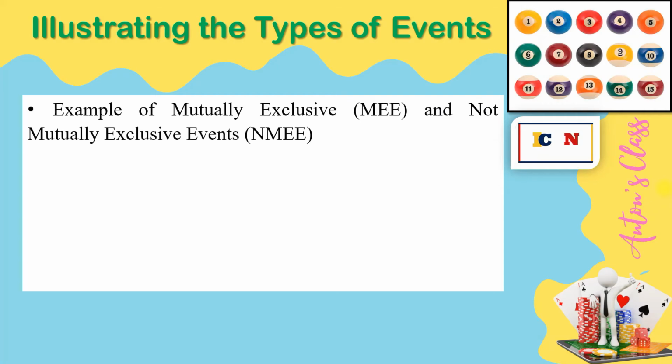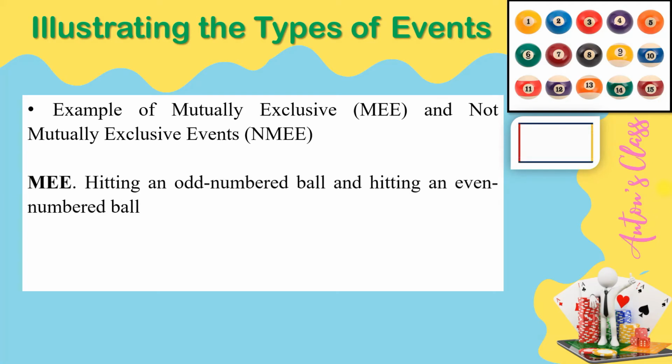Another event to illustrate: examples of mutually exclusive and not mutually exclusive events using the billiard balls. Mutually exclusive events: hitting an odd numbered ball and hitting an even numbered ball. Yes, these two events are mutually exclusive. There are no common balls in each of the events.